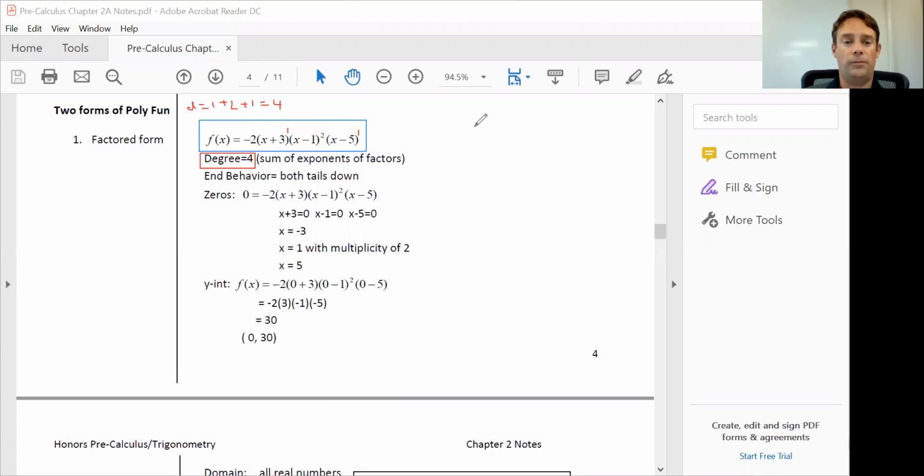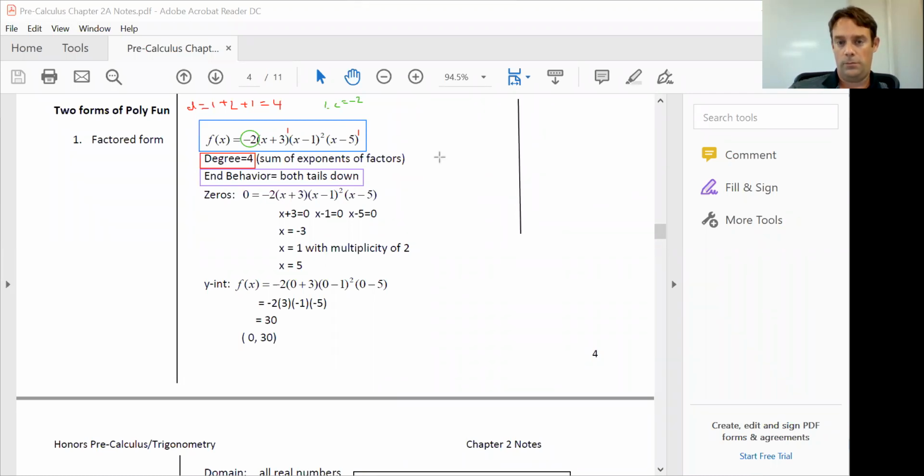Look at my leading coefficient. See if you can figure out what my leading coefficient is going to do. My leading coefficient is a -2. So if my degree is even and my leading coefficient is a negative number, that means my end behavior is both tails down. We call it a tail. Where does it start? Where does it end? They both are facing down. So it looked like this.